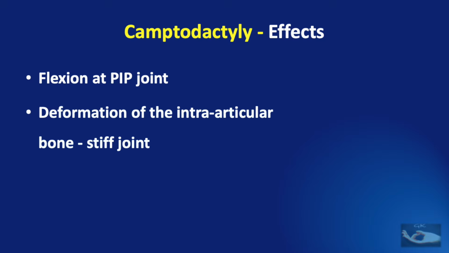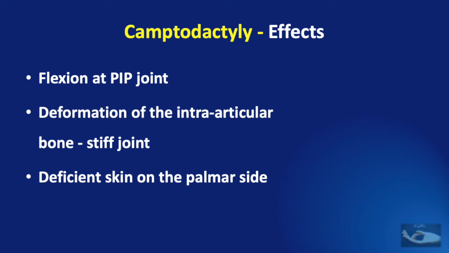There are many consequences of all these problems that we have seen. The first, of course, is a flexion deformity at the proximal interphalangeal joint. There may also be deformation of the intra-articular bone leading to a stiff joint. Prolonged flexion deformity of the finger at this joint may lead to deficient skin or shortening of the skin on the palmar side. With increasing age, the extensor mechanism becomes more insufficient, leading to a further extension lag.